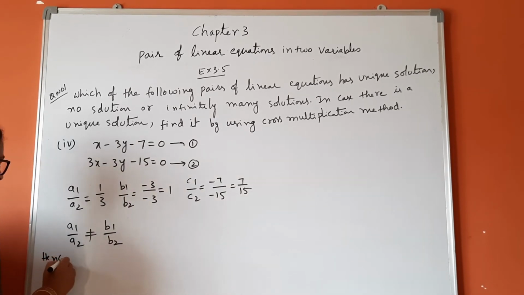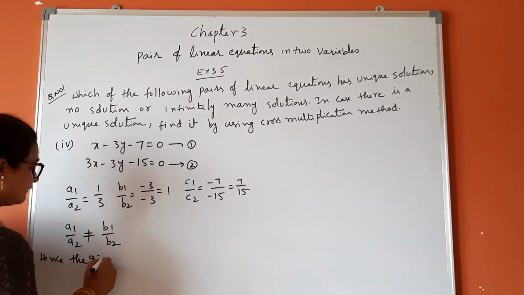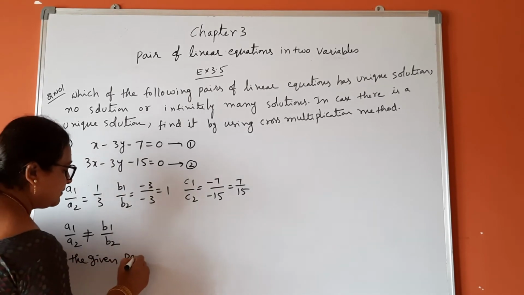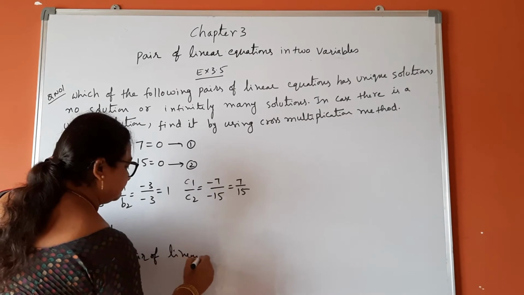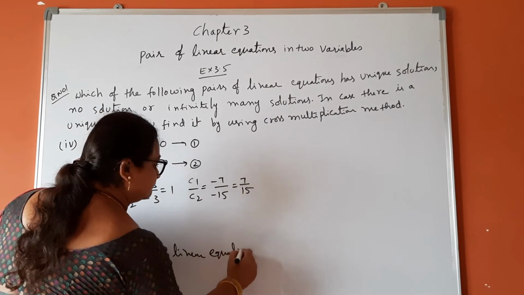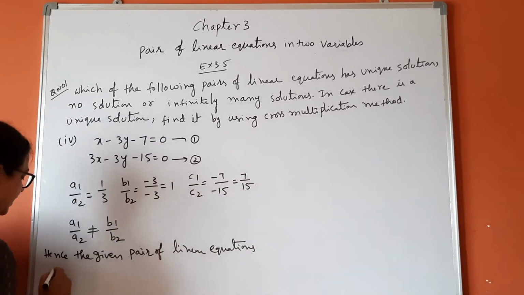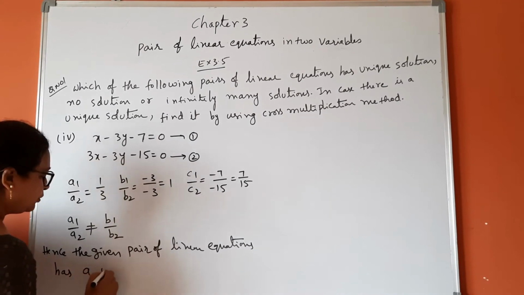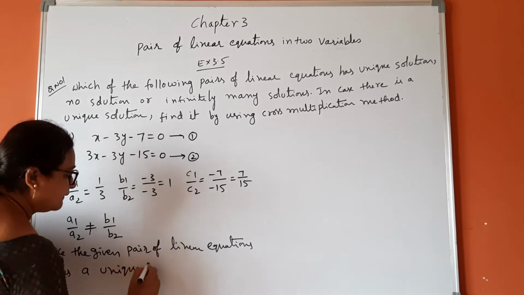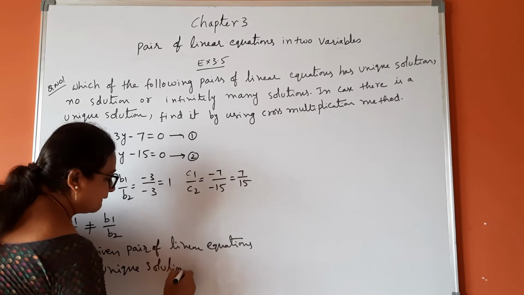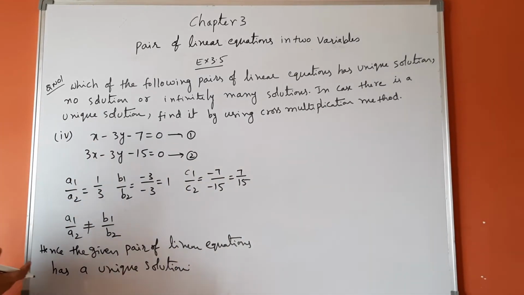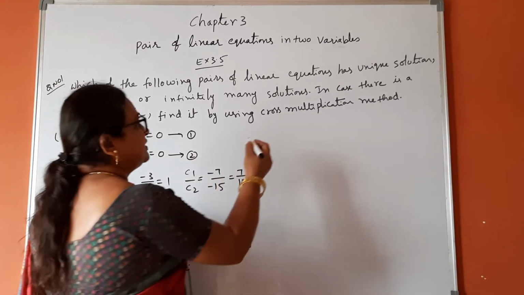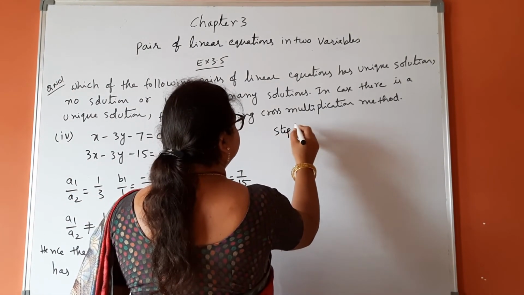Hence, the given pair of linear equations has a unique solution. So in this case, we need to find the solution using the cross multiplication method. What is the first step in the cross multiplication method?